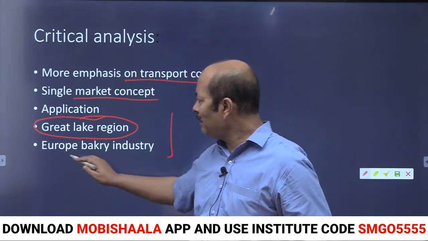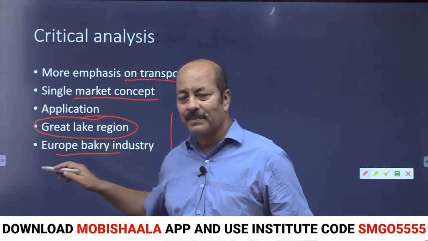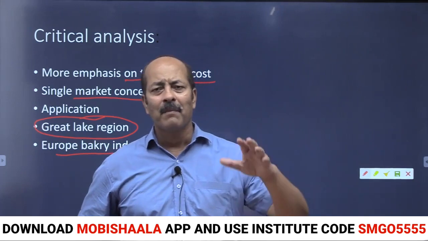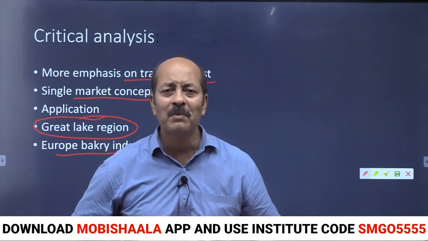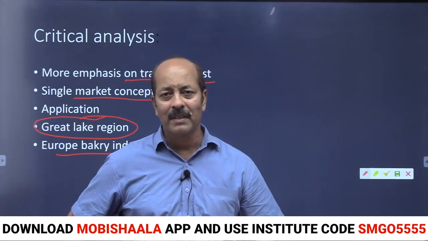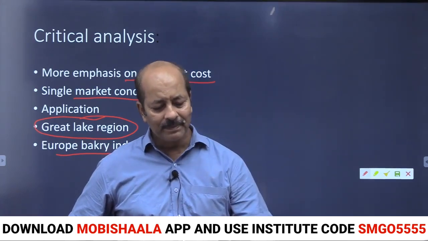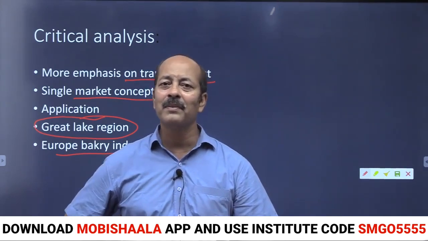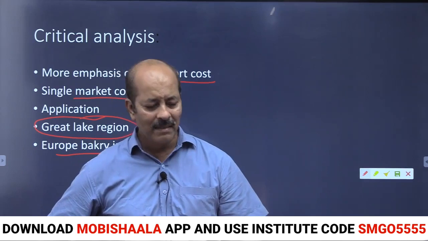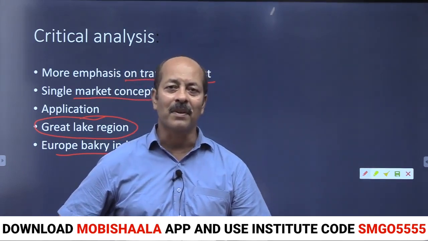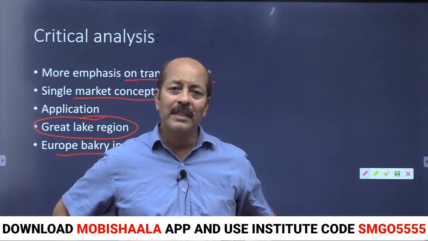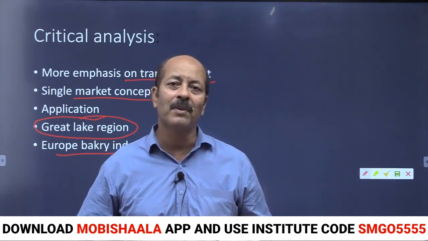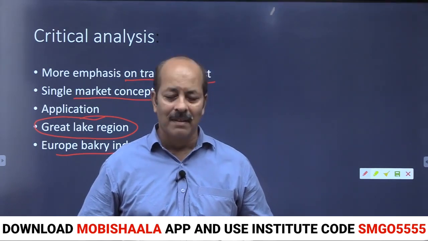The second example is the bakery and biscuit industry of Western Europe. You will find most bakery industries are located close to the market area to reduce transport cost. In writing: bakery industries are located in Western Europe due to market location, to reduce transport cost. Finally, we can write that this theory is very much applicable nowadays also for heavy industries or the iron and steel industry.